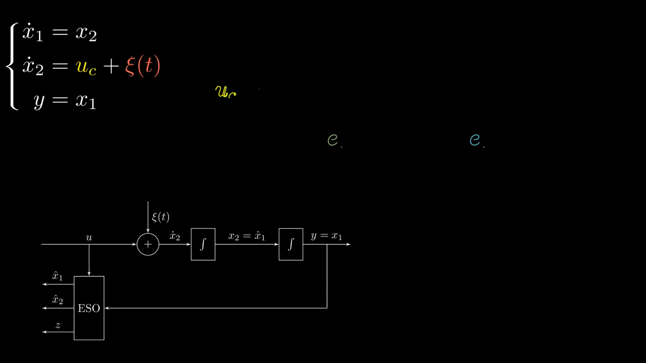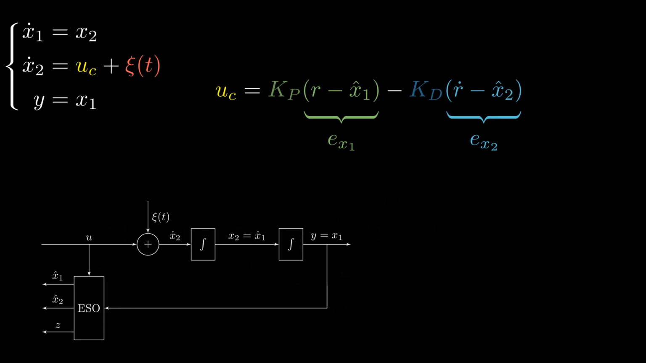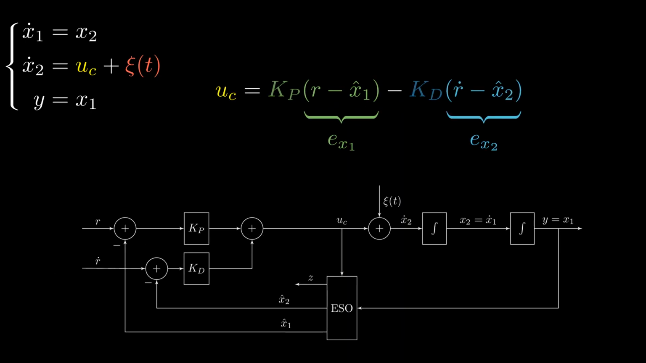Let's write the control law for the system. Once again, the controller can be nonlinear, but we will use a linear one for simplicity. As you can see, it is the constant gain PD controller that uses the error between the reference signal and the state estimate. But what about disturbance rejection?